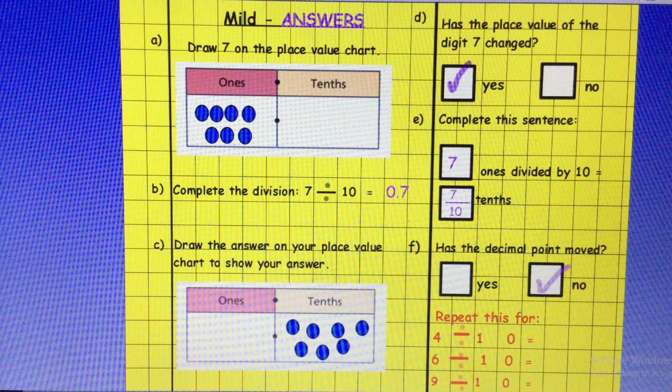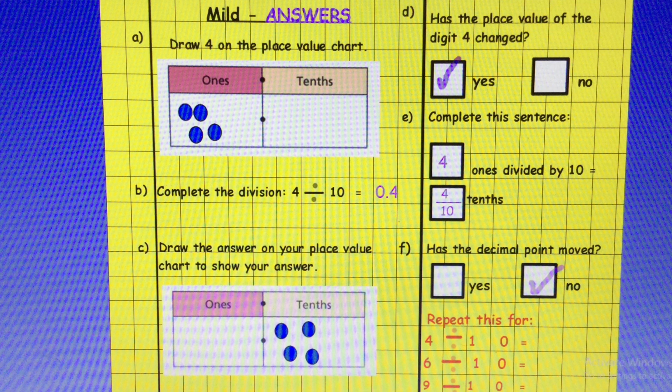Hi everyone, here are your answers for 7 divided by 10. Now these would be the correct answers for mild and hot and spicy. You've just got to remember that hot and spicy have slightly different questions for D and F. For D and F on spicy, for D you would have to explain that the place value of the digit 7 had changed from 7 ones to 7 tenths. And for F you would have to explain that the decimal point does not move. But A, B, C and E, the answers will be the same for mild as well as hot and spicy.